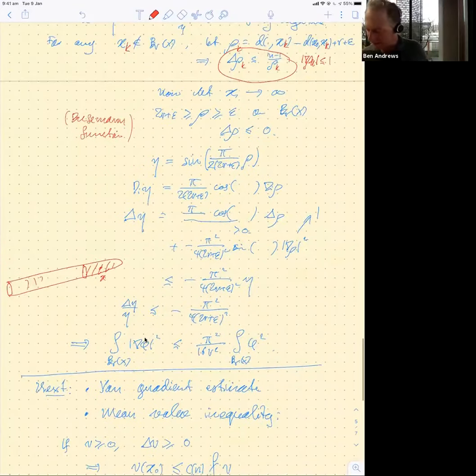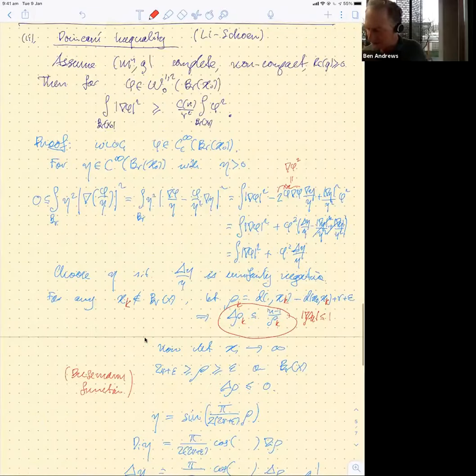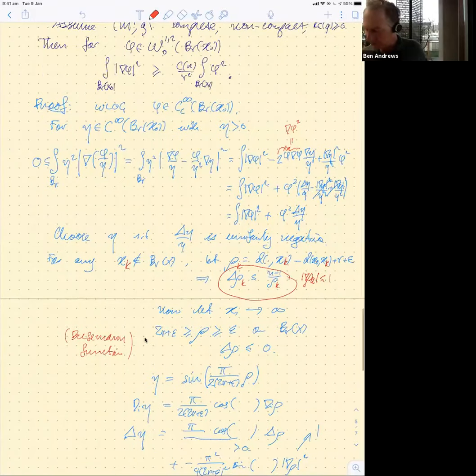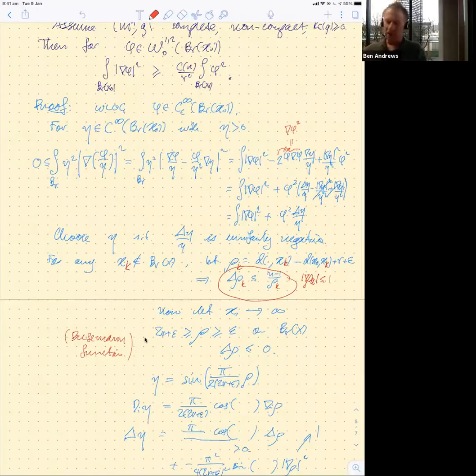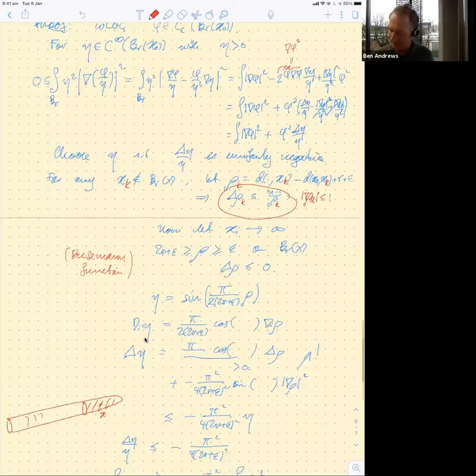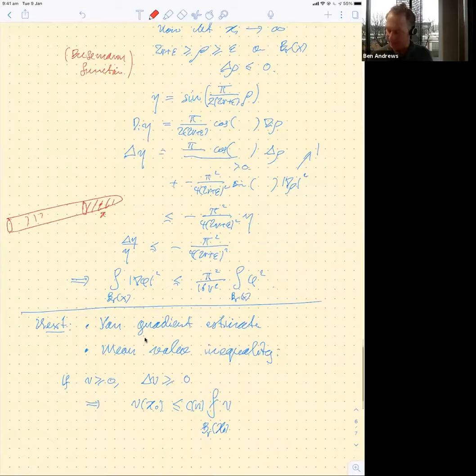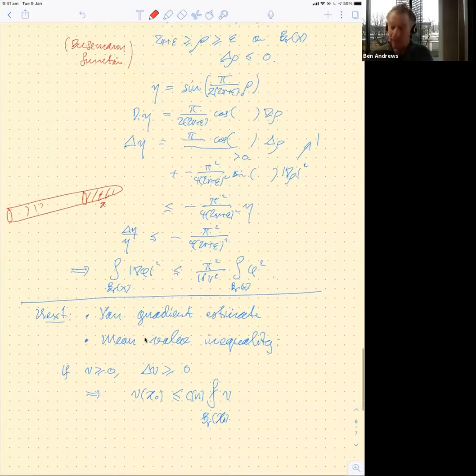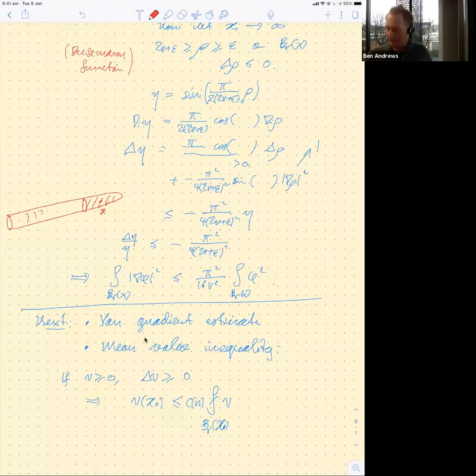I use the fact that it's non-compact. If it's not non-compact, you just need to know that outside the ball of radius r there are some points at some distance, and then you get an estimate which depends on how far away the furthest point is, or something like that. But we only need this case.